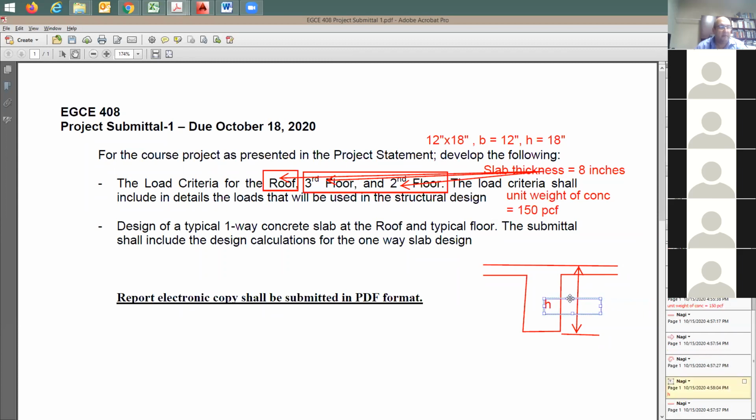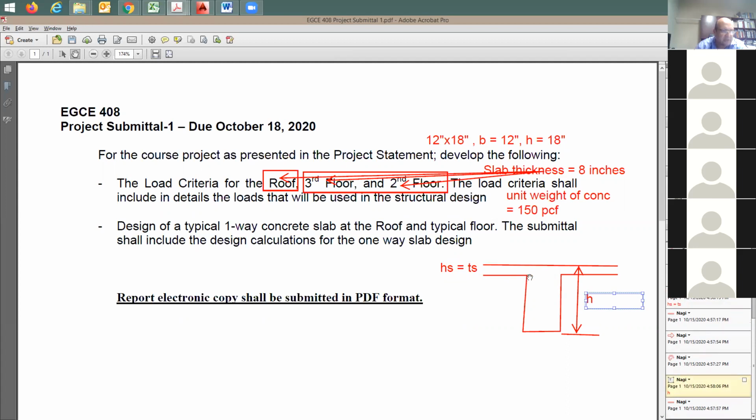Meaning that this 18 inches is going to include the 8 inches, which is the slab thickness. This slab thickness is usually referred to as h sub s. Some people would call it t sub s. Slab thickness, right? It's going to be equal to 8 inches. So the distance from here to there is going to be 8 inches. And the total depth of the concrete is going to be what? 18 inches. This is going to be h, right?